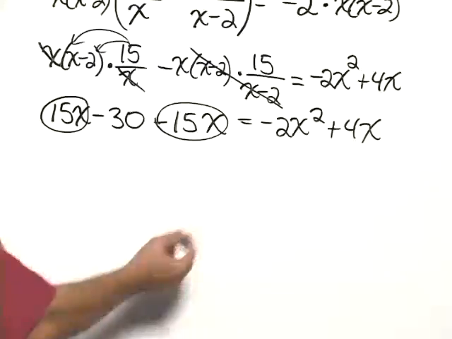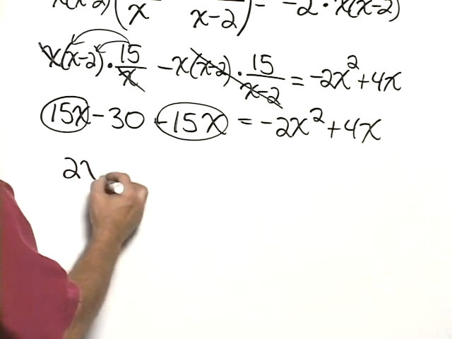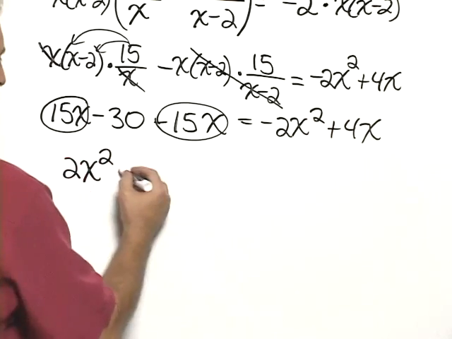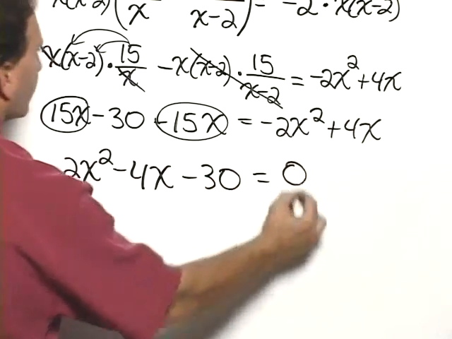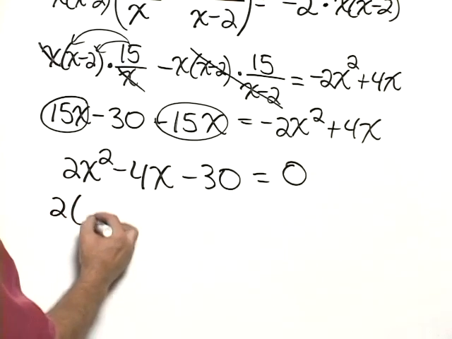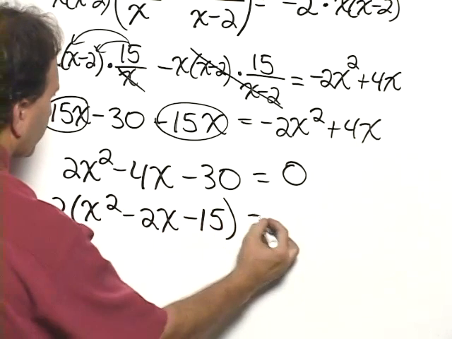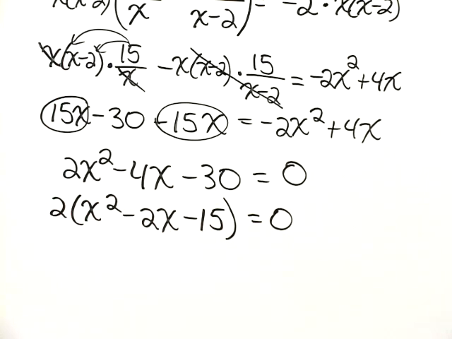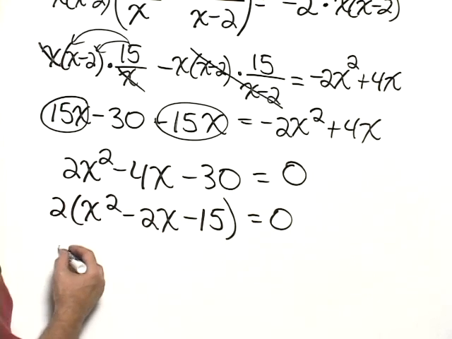The next thing we want to do is to collect all the terms on one side. So I'm going to add 2x squared to each side. I'm going to subtract 4x from each side. I'm going to keep the minus 30 on this side, and that's all equal to 0. The next step is to factor. Notice that we can factor out a common factor of 2, which leaves us with x squared minus 2x minus 15 equals 0.